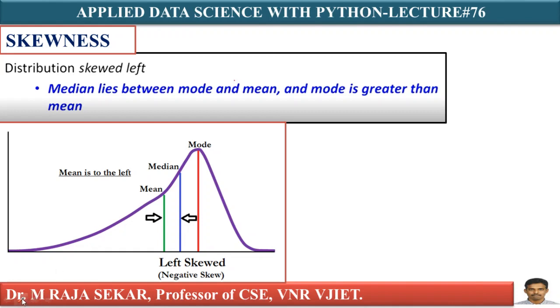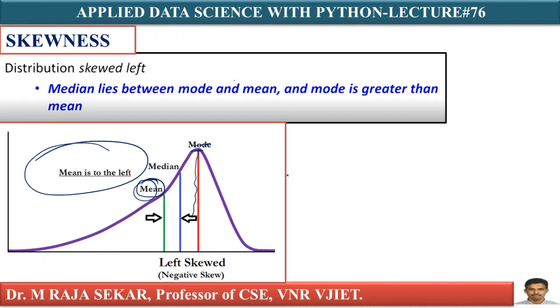Just compare this one. In the case of right skewed data, we were saying that mean is on the right side, isn't it? But in the case of left skewed data, mean is to the left, isn't it? Anyway, this is mode, there is no doubt. Why? Because it has the highest frequency, or I can say the highest height. Therefore, it is mode. The median always sits in between. This one is mean. This is known as left skewed data.